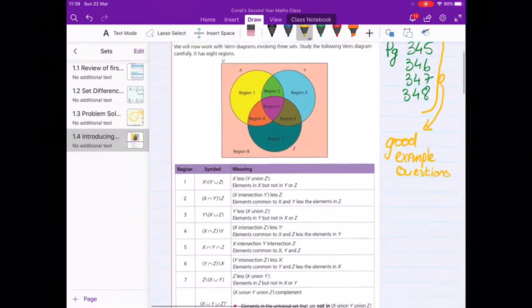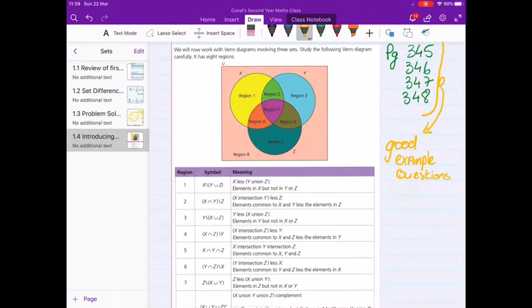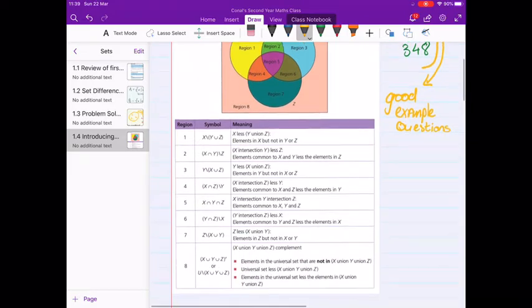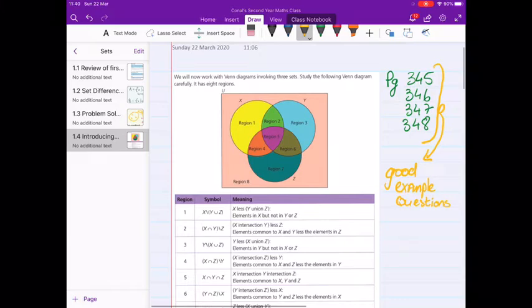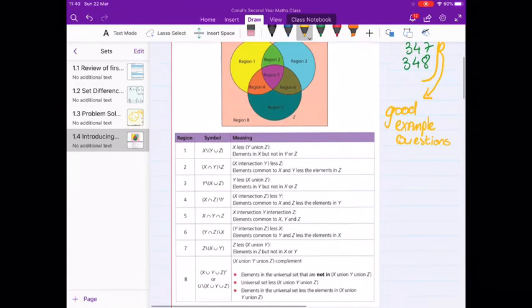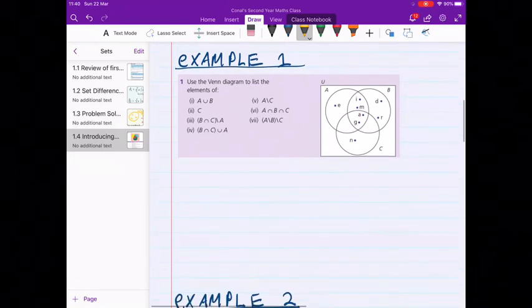This page is taken from page 345 in your book, and it gives some examples of what the symbols can mean on the Venn diagram. So that can be worth reading through in your own time for some of the more difficult ones. However, I'm going to start by doing an example. So the first example that's given to us here is we want to use this Venn diagram to list the elements of. So part 1 has A union B.